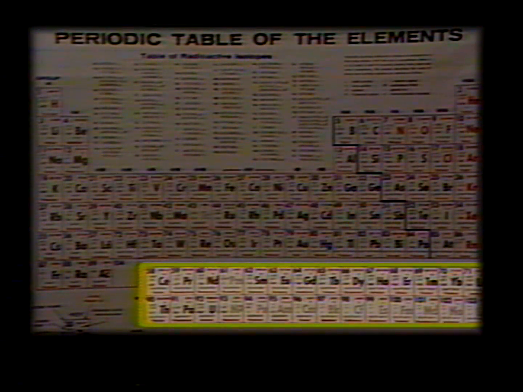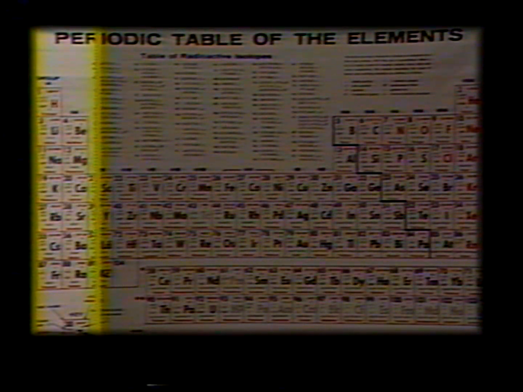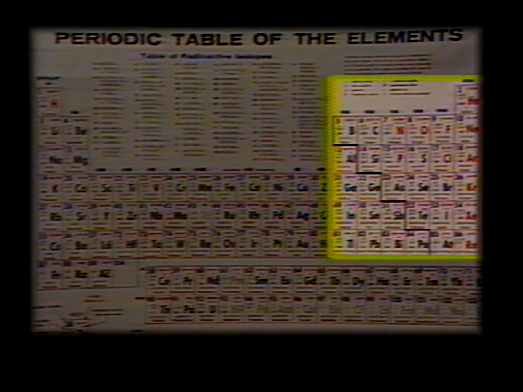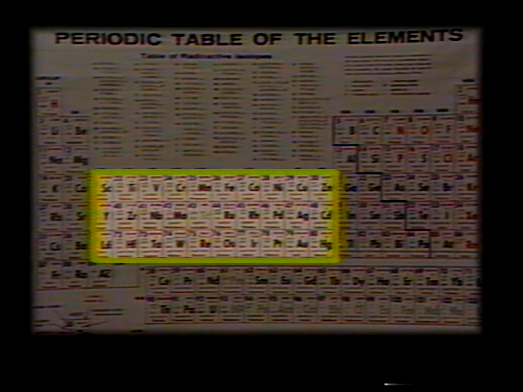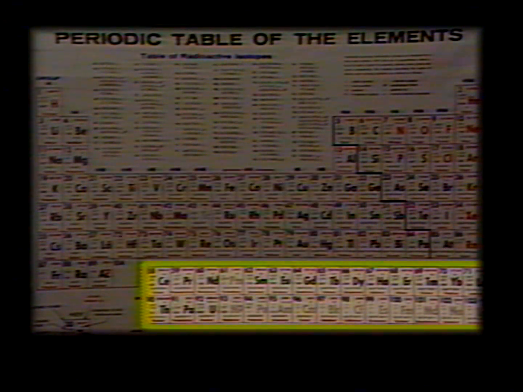When L is equal to 3, the elements are called the rare earth series. Summarizing quickly, when L is equal to 0, it's called the S sublevel. The elements will be found on the periodic table in these columns. When L is equal to 1, the P sublevels are in these columns. And when L is equal to 2, the D sublevels are found in these columns. When L is equal to 3, the F sublevels are the rare earth elements.